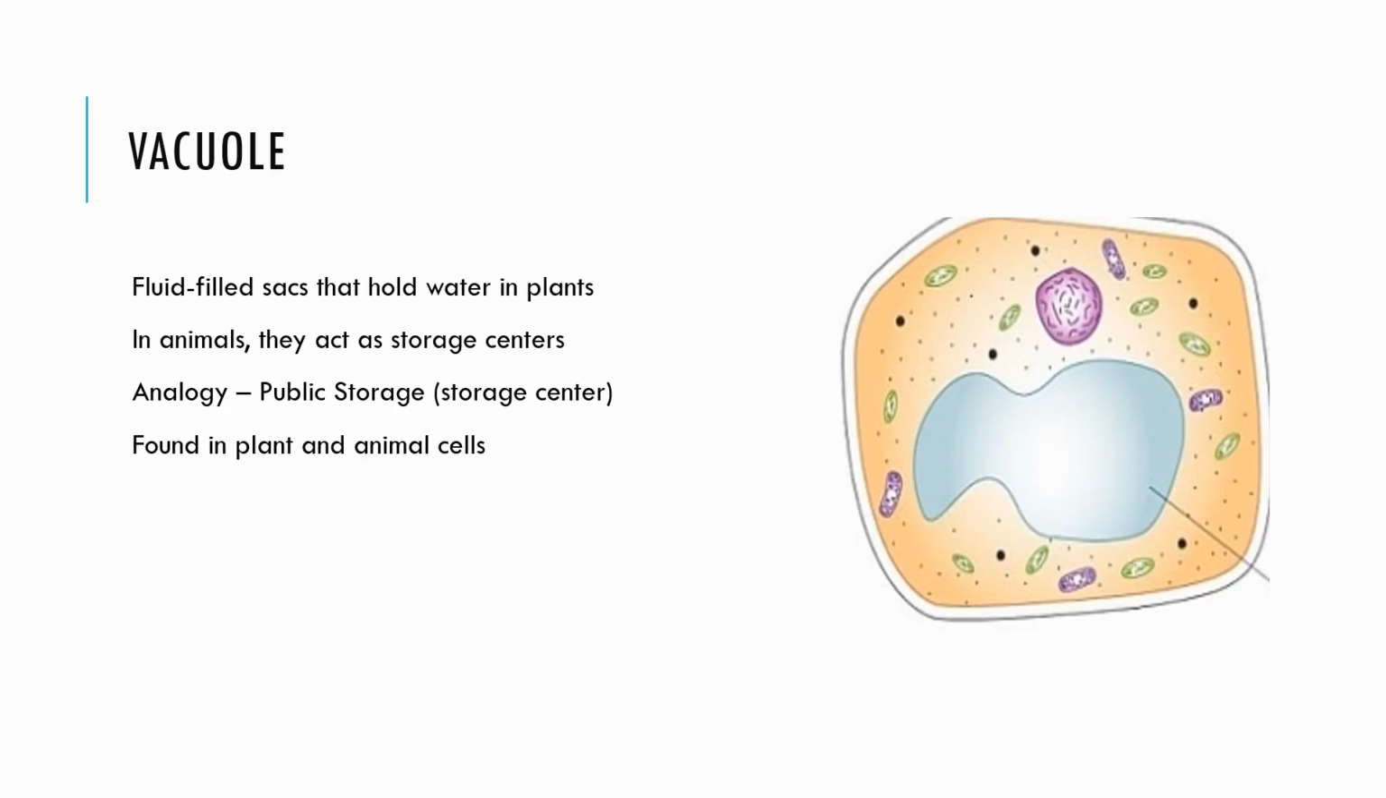The next organelle on our list is the vacuole. And note, it is the fluid-filled, centralized portion that is being pointed to in the image on the right. In plant cells, vacuoles are found filled with fluid. They typically act to store water for plants. In animal cells, they can form storage centers that help in terms of storing food or help in terms of metabolism. A good analogy for the vacuole is a storage center or public storage because it holds on and effectively stores molecules for the cell. We will find vacuoles in both plant and animal cells.